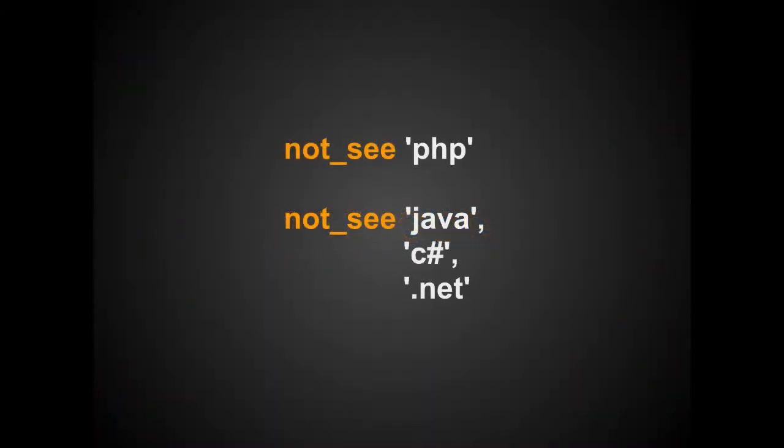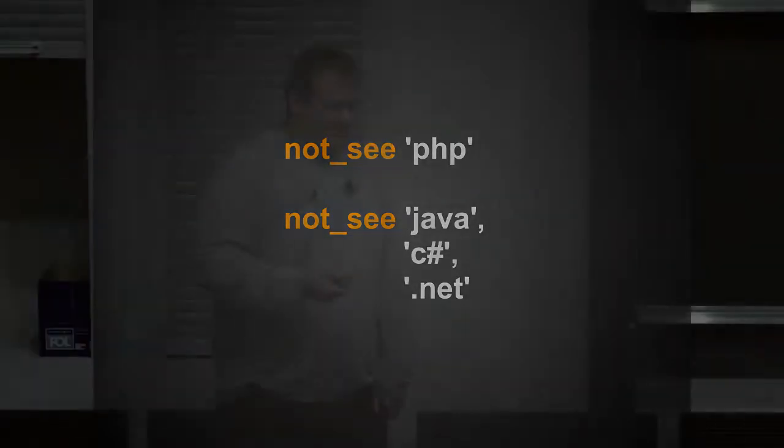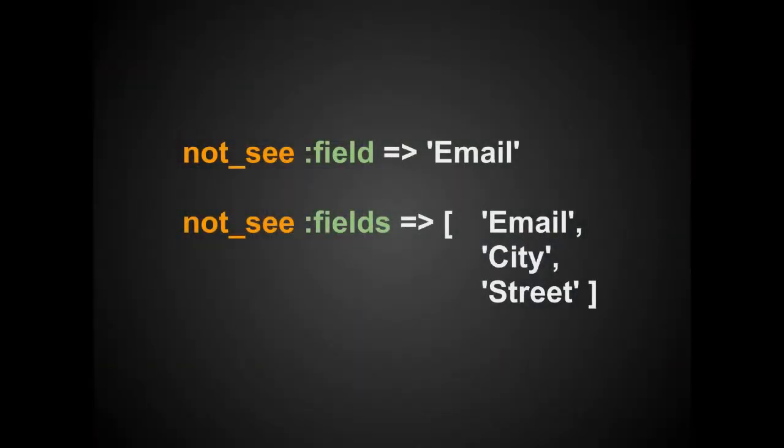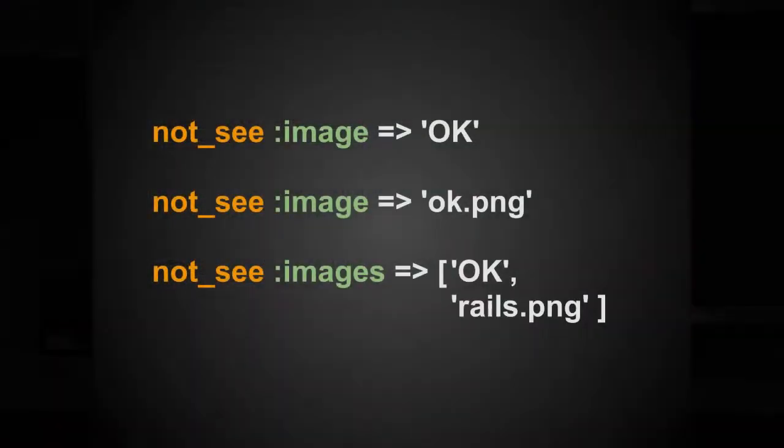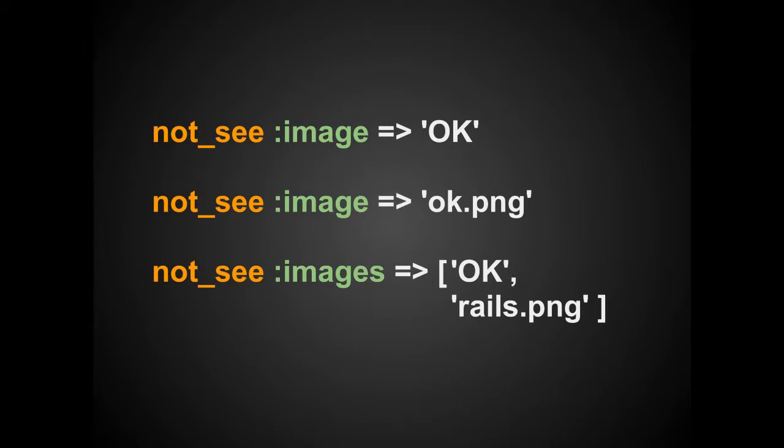The opposite is to not see something. It's not as rich as see, because it's usually better to check that something is present on the page than that there is no presence of this. But sometimes it's useful. So basic text, fields, it really doesn't matter what type of field it is, it's just that the field isn't present. Link, images.